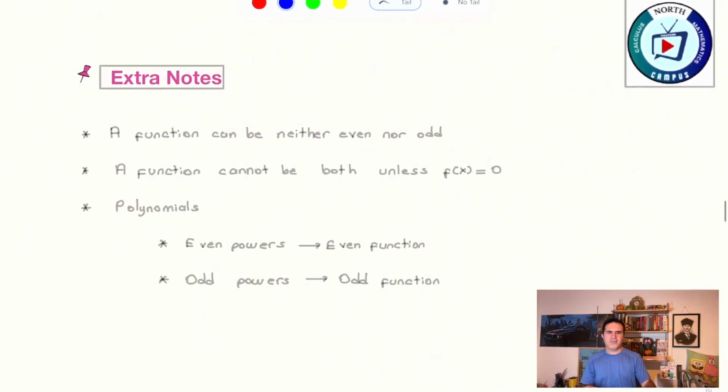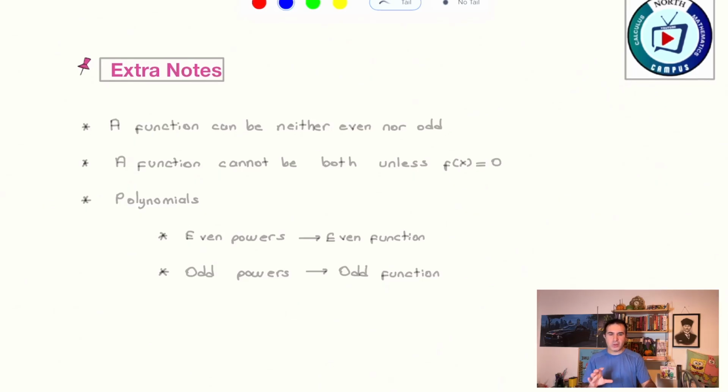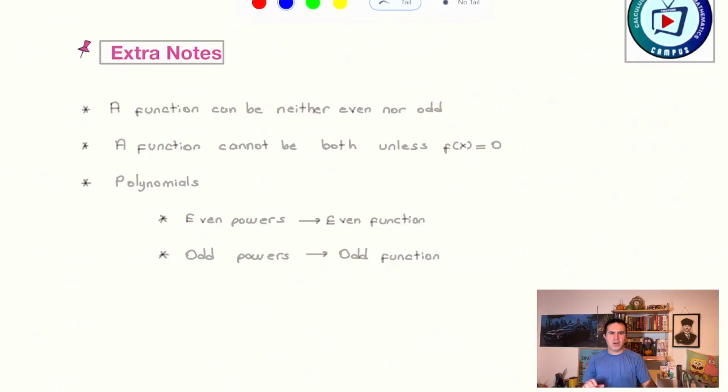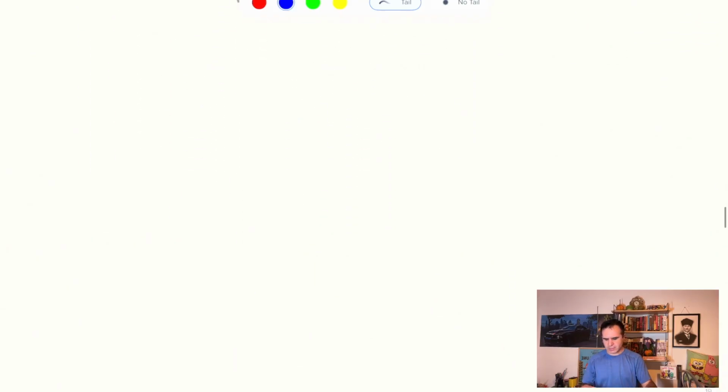Extra notes: a function can be neither even nor odd. A function also cannot be both unless f of x equals 0, and we will see this later. Polynomials: even powers of polynomials make them even functions. Odd powers of polynomials make them odd functions.